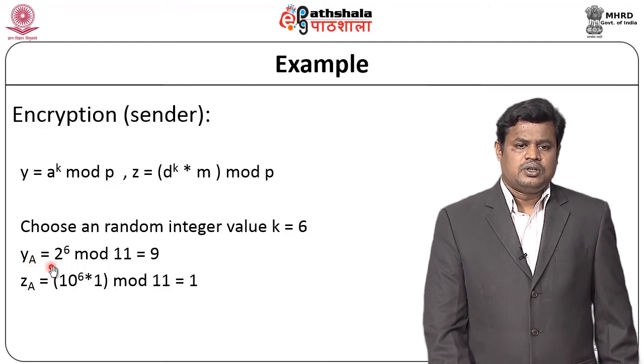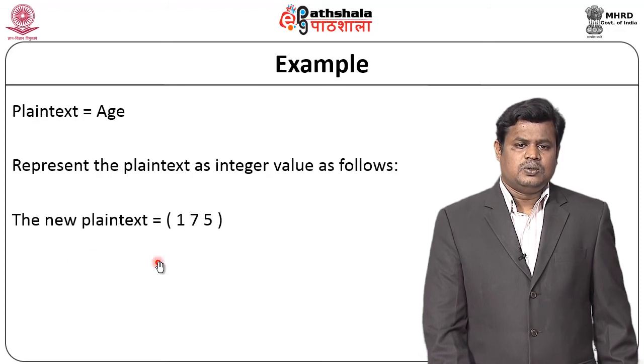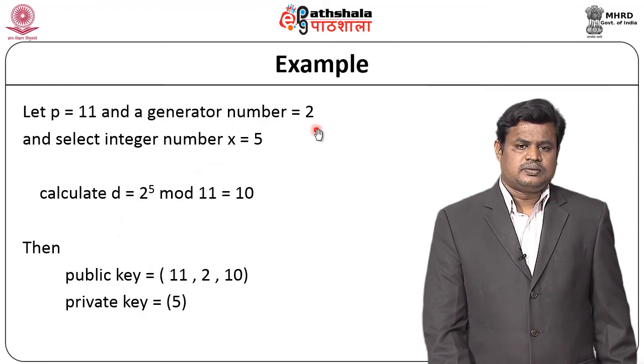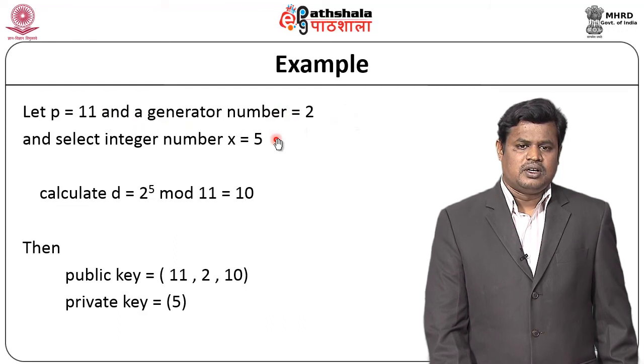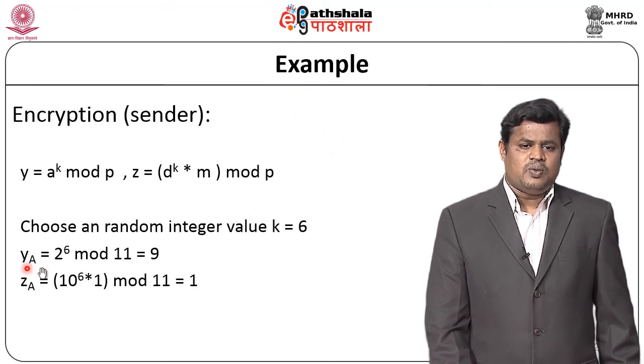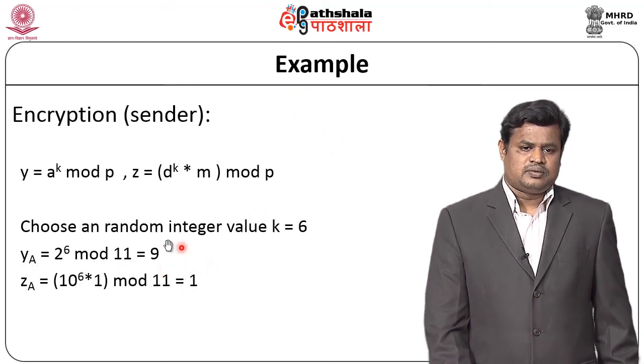that is 2 power 6 mod 11. What is that 2? 2 is the generator number. So now we can understand the need for this generator. We already know that in cryptography we always choose large prime numbers, but in ElGamal we have one additional number, a generator number, unlike in RSA. So now we can see that during the encryption process C1 is selected as 9.